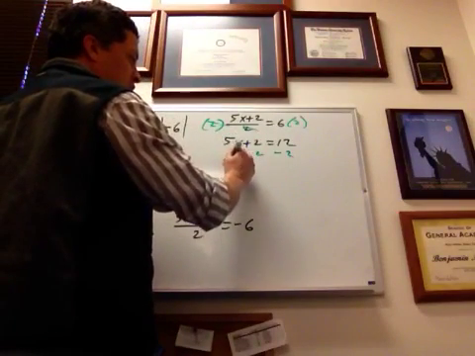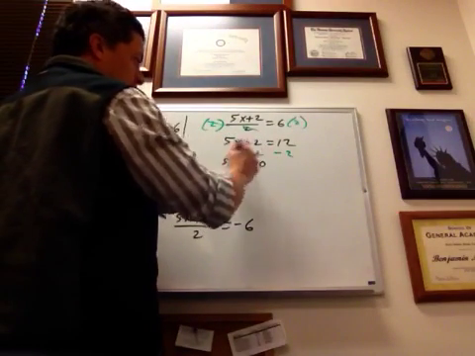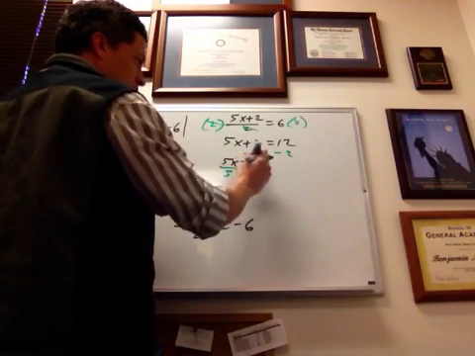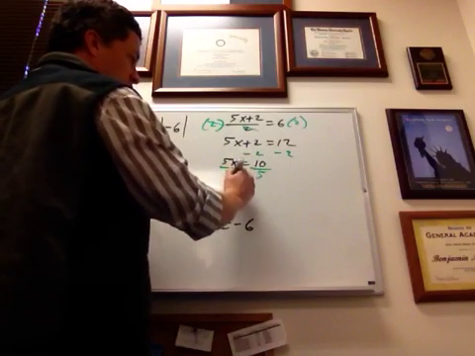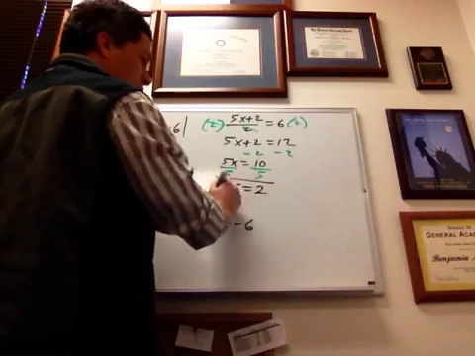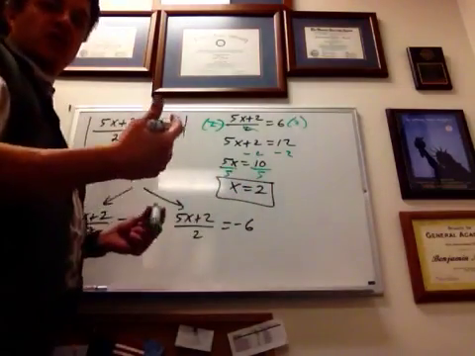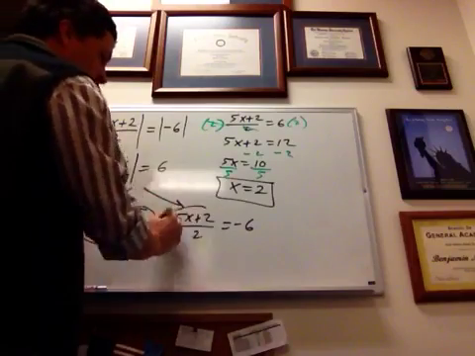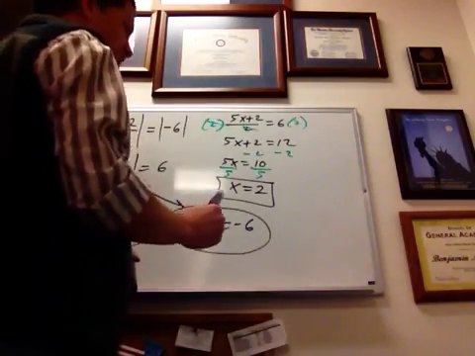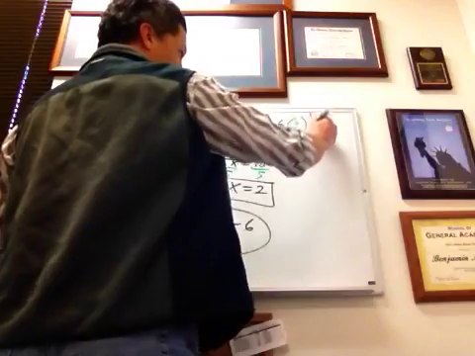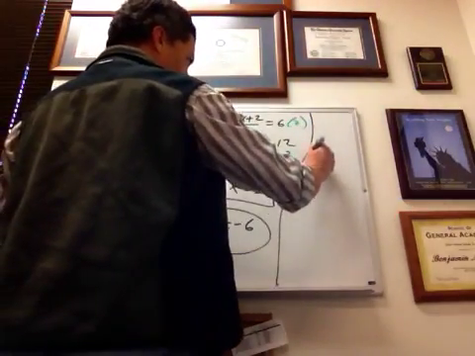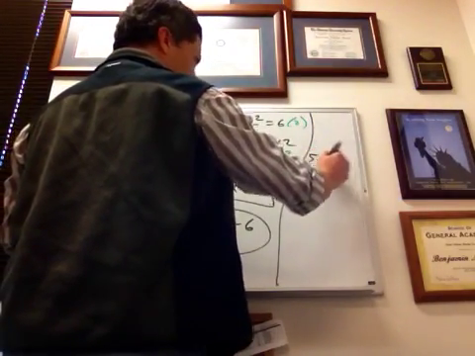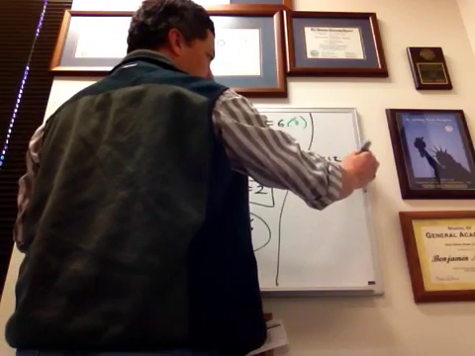We'll subtract 2 from both sides, and then we'll divide by 5. So x equals 2 is going to be the first solution. Now the second one is going to give us our second equation, and that is going to be (5x + 2)/2 equaling -6.